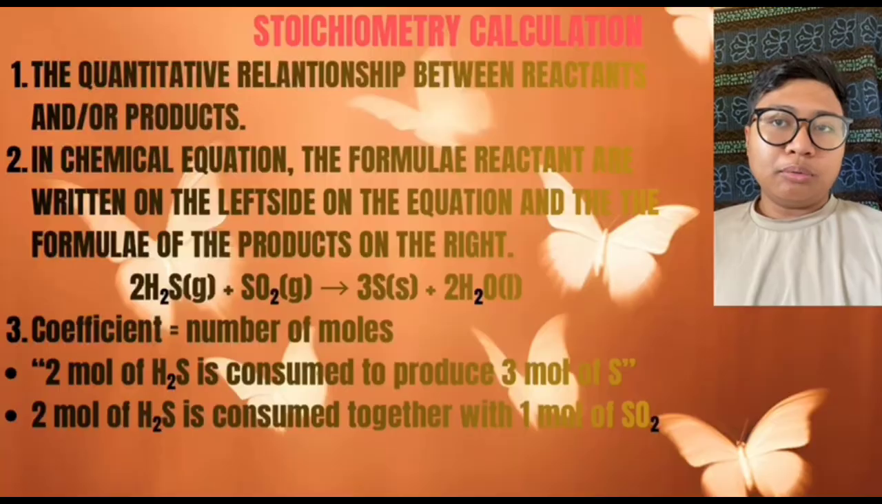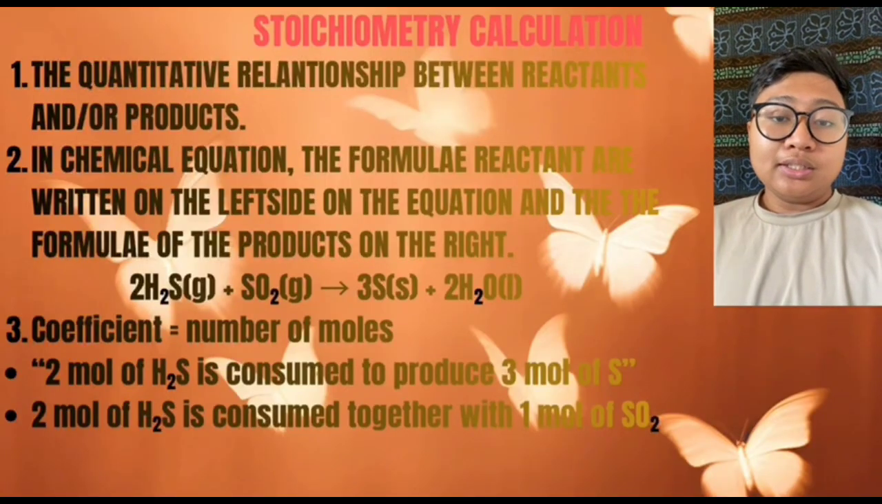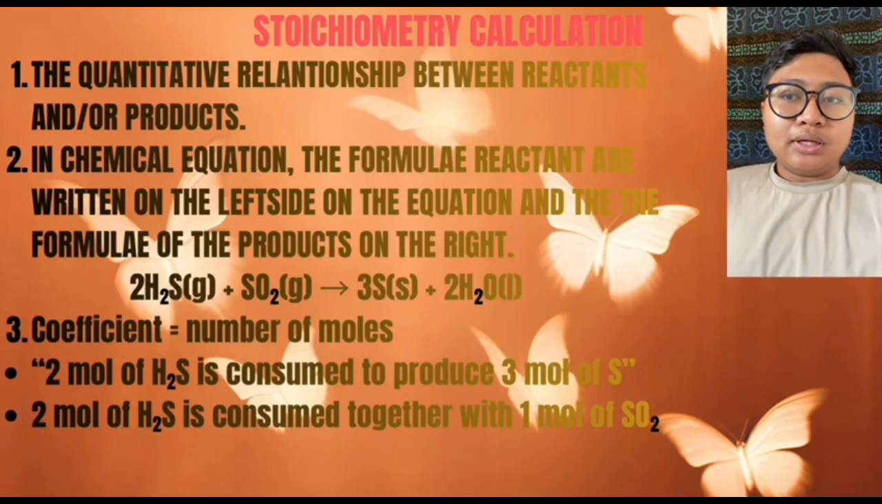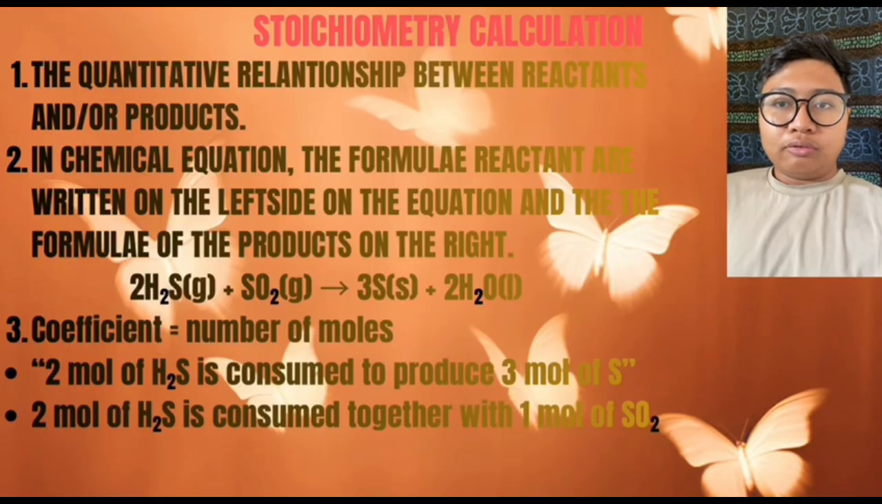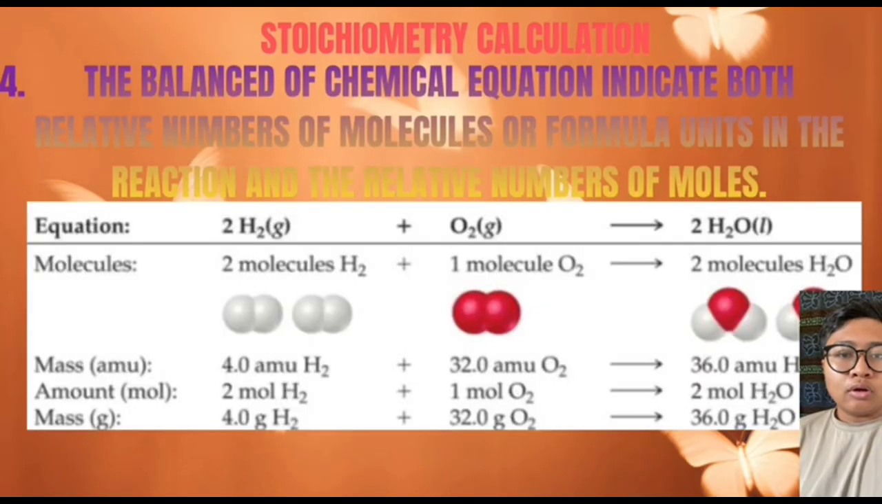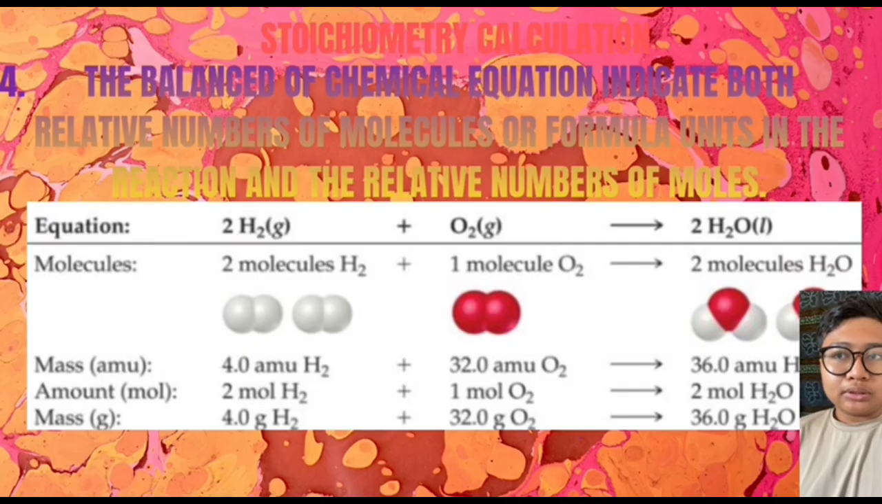The first thing to know about stoichiometric calculation is that it is the quantitative relationship between the reactants and products. In a chemical equation, the formulas of the reactants are written on the left side of the equation and the formulas of the products on the right side. Coefficient equals number of moles. Finally, the coefficients in a balanced chemical equation indicate both the relative number of molecules or formula units in the reaction and the relative number of moles.